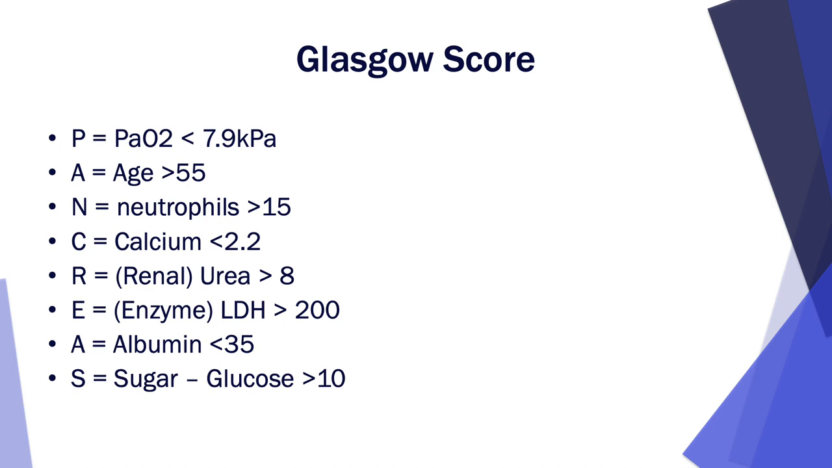So first you need the PaO2. This is why in our investigations we needed to do an ABG. Then we look at the age, then neutrophils, calcium, urea, LDH. Again, this is why we need to make sure we do LDH in the investigations, and then albumin. Finally, we need to look at the sugar as well. You'll notice that amylase isn't involved in this scoring system.